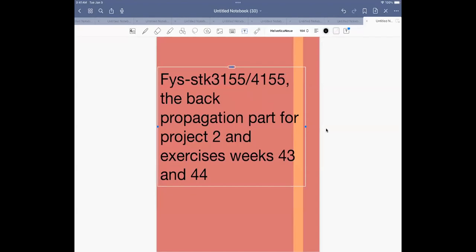So this session is about some hints about how to set up the back propagation piece. Last week we discussed the feed-forward part, and that was used in order to set up the dimensionalities of the matrices and vectors which are involved, so that you know what kind of output you should produce.